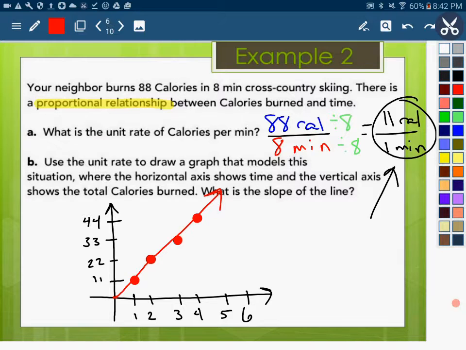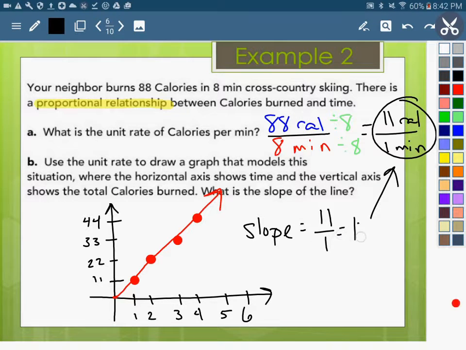The slope of the line is going to be the same as the rate or the unit rate. So you can say the slope is equal to 11 over 1 or just 11.